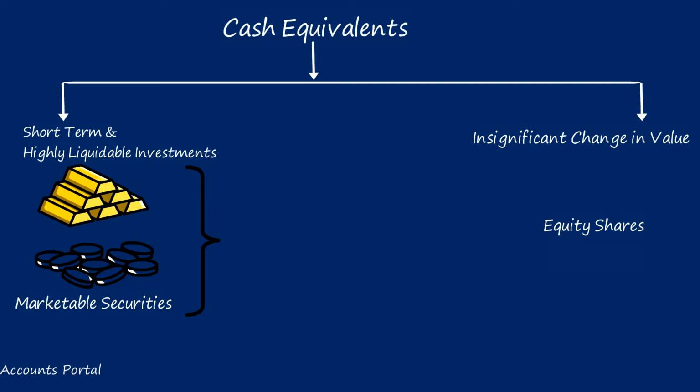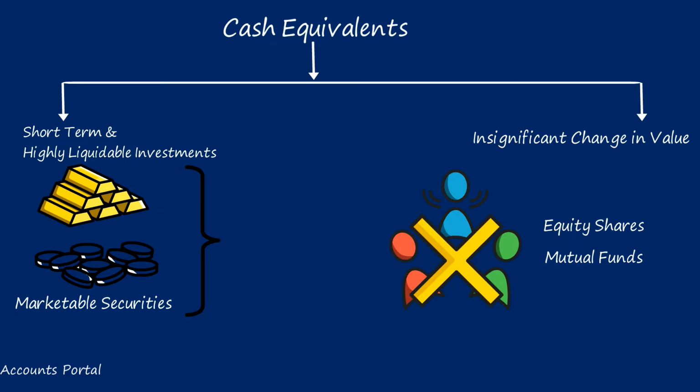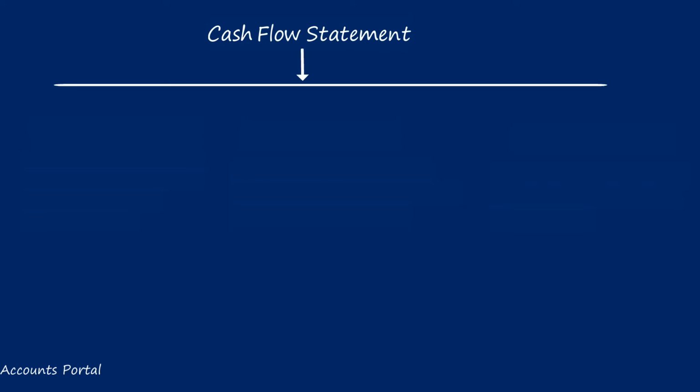It's not possible. It doesn't satisfy the second condition. That is why investment in equity shares or investment in mutual funds cannot be classified as cash equivalents. Investment in government bonds which are due in 3 months from the balance sheet date can be called cash equivalents.